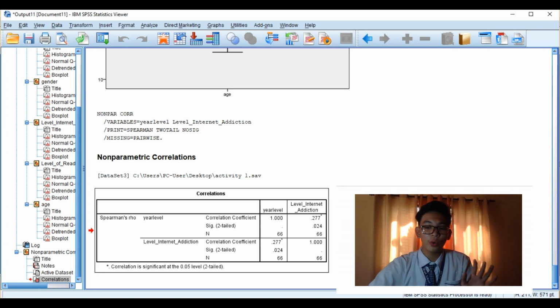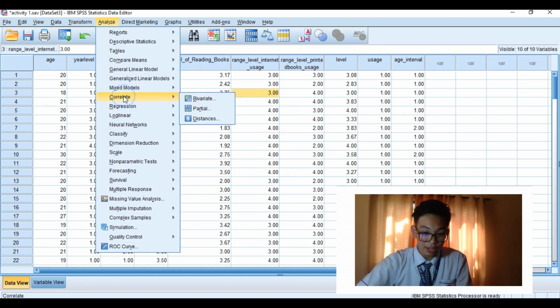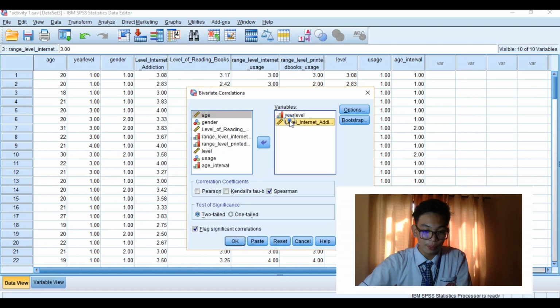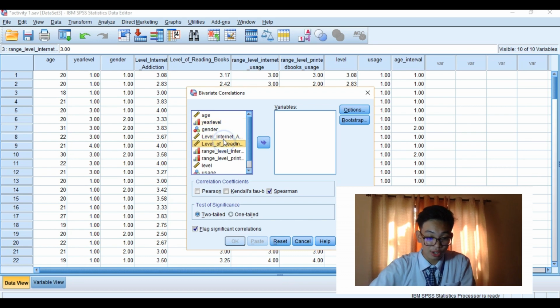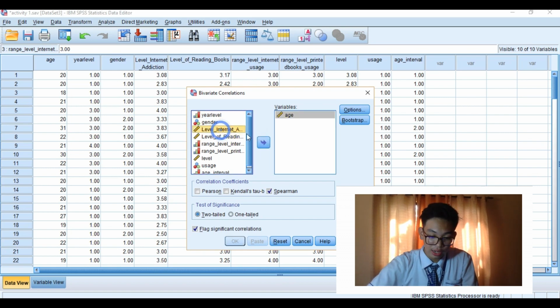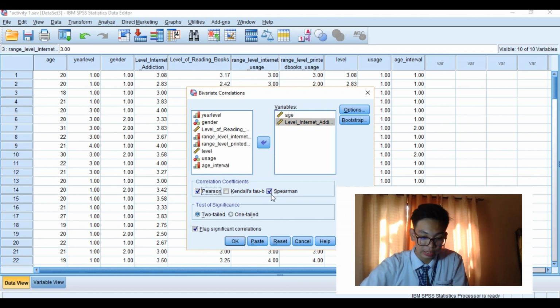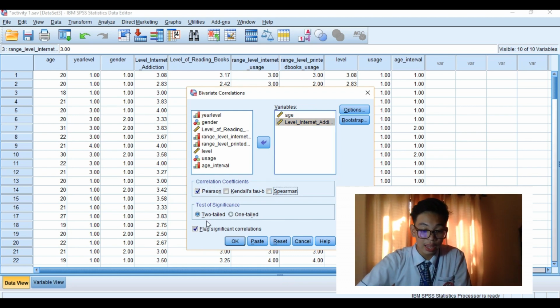So what if our data is parametric? How do we do that? Just the same. We're going to click Analyze, then Correlate, Bivariate, then we're going to transfer the data that we are testing for our relationship. Let's say, for example, the age and the level of internet addiction. Now we're going to click Pearson R, and then we're going to unclick Spearman rank. The same as two-tailed, then OK.